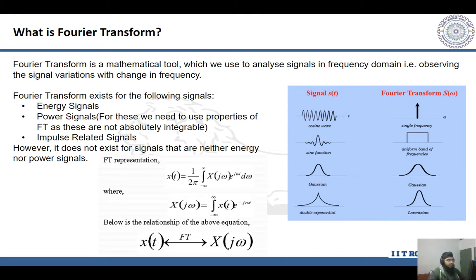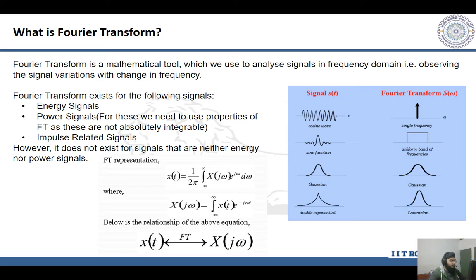On the right side of the screen you can see various signals and their Fourier transforms. So Fourier transform exists only for the following signals. These are energy signals, power signals, and for these we need to use the properties of Fourier transform, as these are not absolutely integrable, and these properties we will look at further in the next slides. And third is impulse related signals. However, for signals that are neither energy nor power, the Fourier transform does not exist.